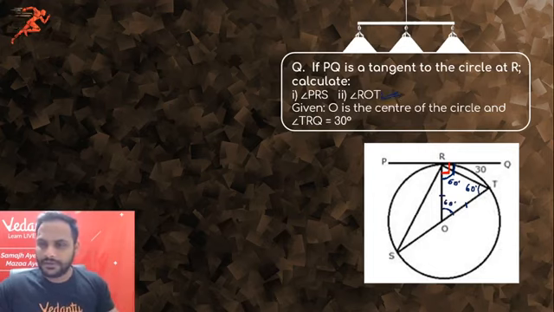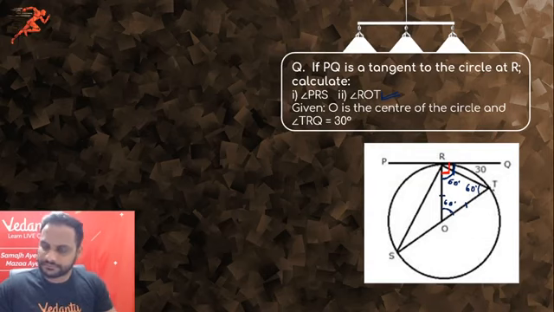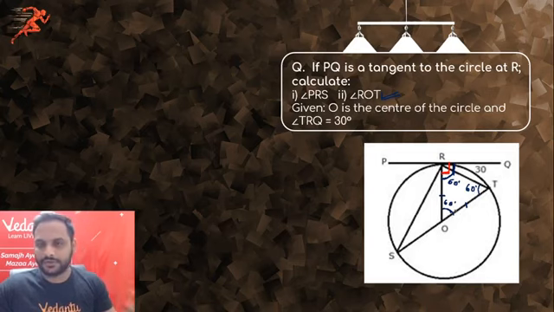Okay, simple. This angle is 90. So if this part is 30, this is 60. Then I know OR and OT are equal to each other. So OR and OT are equal. So if it is 60, then this will also be 60, isosceles triangle. Then by angle sum property, the third angle is also 60 degrees.